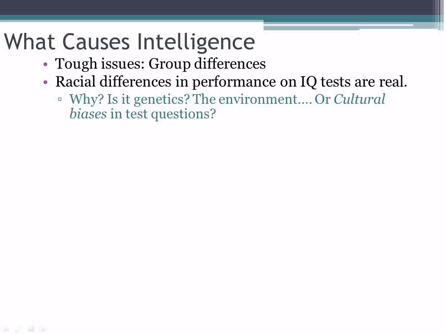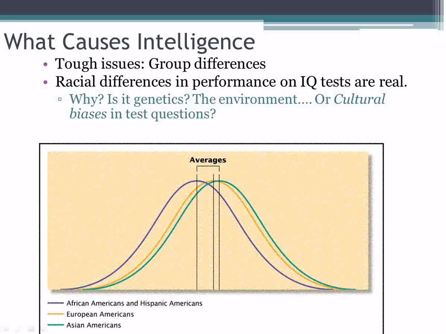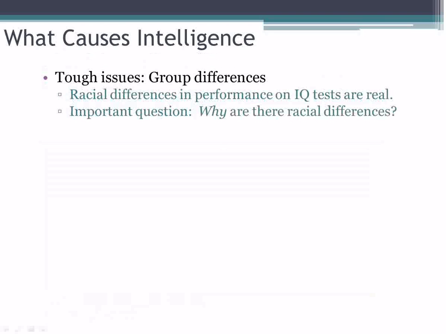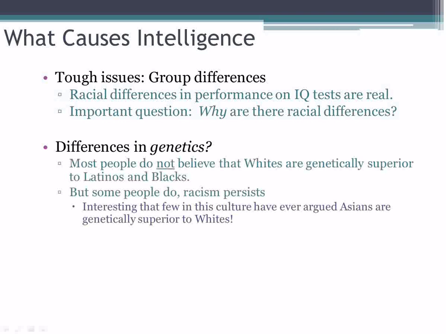So there are real racial differences in performances on IQ tests. And the question is, is this genetics, the environment, or cultural bias in the test questions? If you look at these averages, African Americans and Hispanic Americans tend to score, on average, lower on intelligence tests, IQ tests, than European Americans and Asian Americans. Now the question is, why do these differences exist? Is it a difference in genetics?